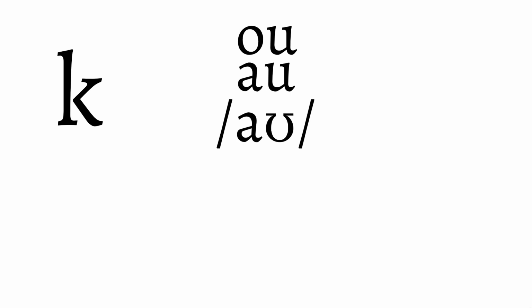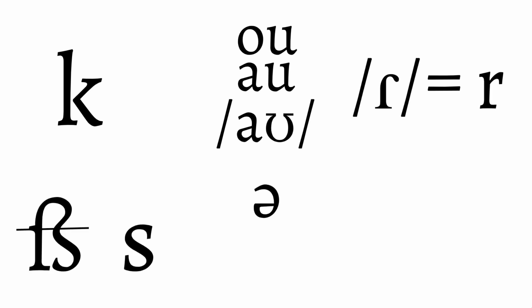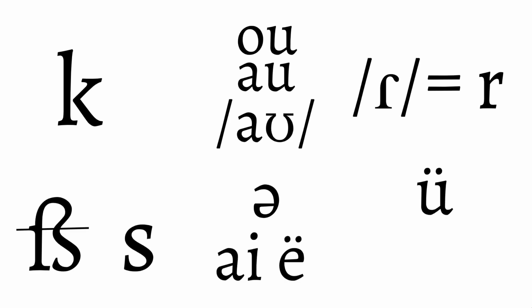The rhotic system is a mess, of course, so we'll merge them all into a nice, familiar alveolar tap, represented by a single R. We'll drop S set in favor of S. We'll drop the schwa as a letter, since it's represented by the good logical choice AI, as well as umlaut E. And umlaut U can go away too, since U is represented by the plain U. There's one more thing I'm forgetting. Ah, right, the Hebrew letter.